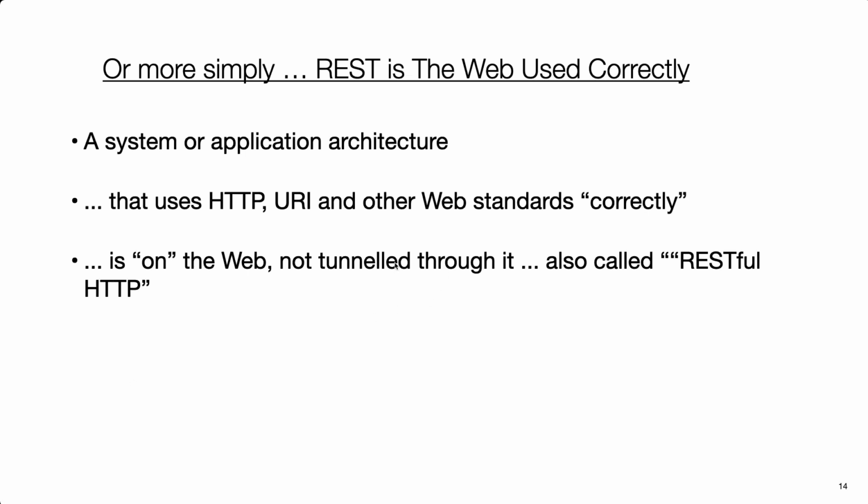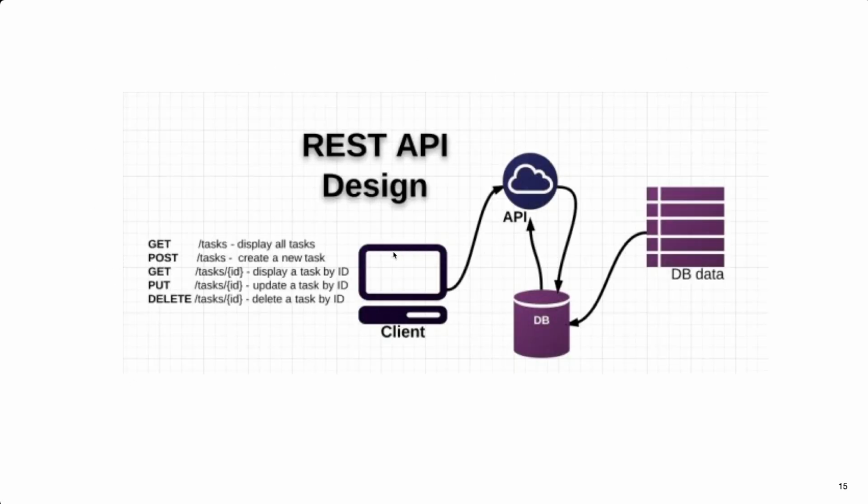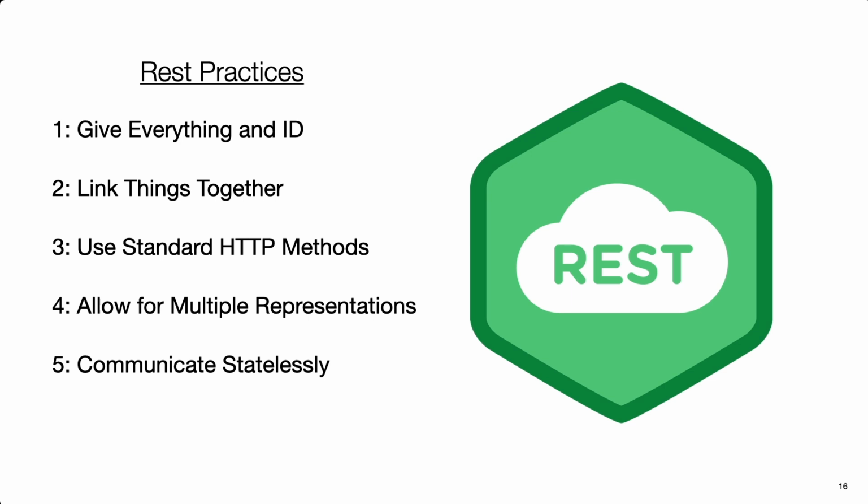So what would it look like to build an API? Well, five simple things to do. Give everything an ID, link things together, always use the standard HTTP methods, allow for multiple representations, and communicate statelessly. Looking at each of these just for a few moments.